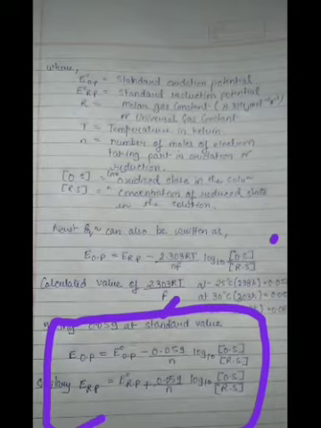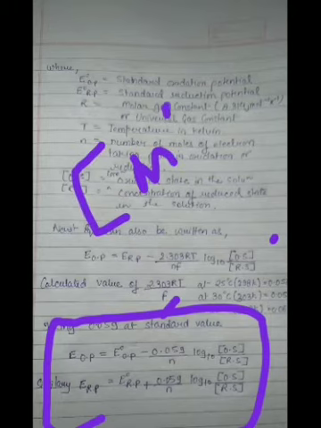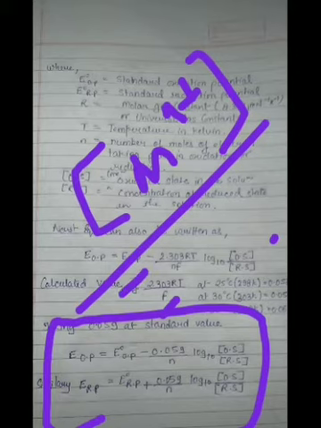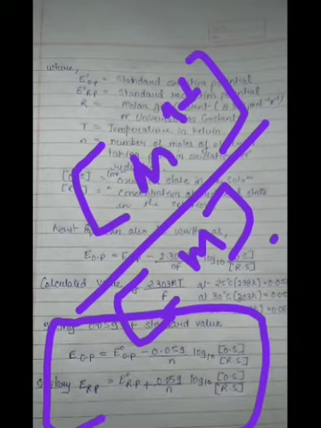Suppose there is a general equation where a metal M is losing electrons and converting to M n plus. What happens there? E oxidation potential is equal to E naught oxidation potential minus 0.059 by n log base 10, and here, as it is the oxidized state, above you will take M n plus, and for the reduced state you will take M. In this way you have to solve the questions.